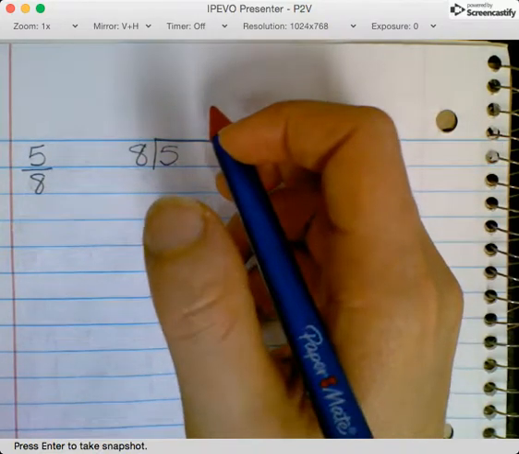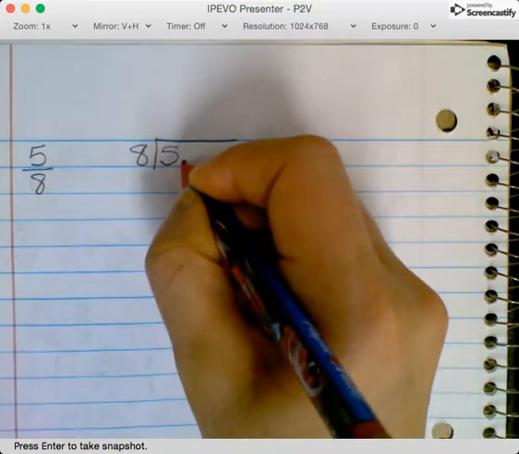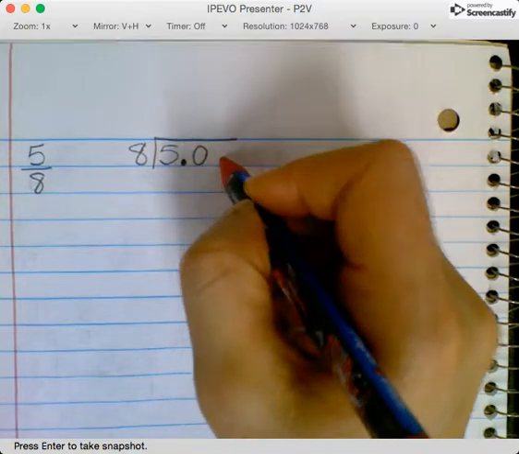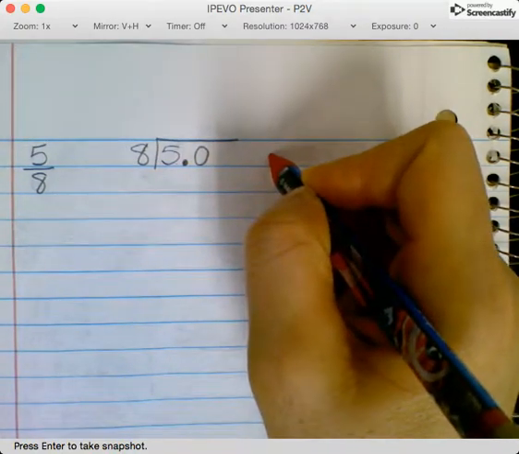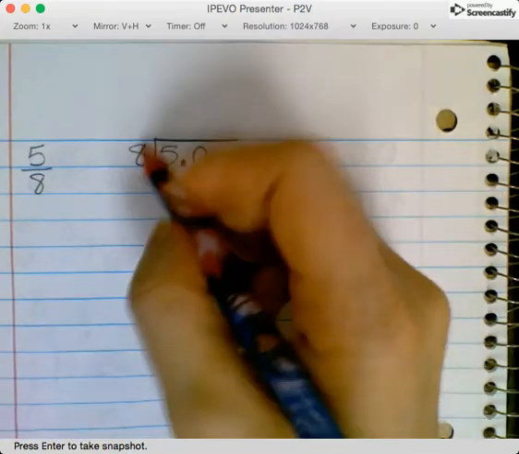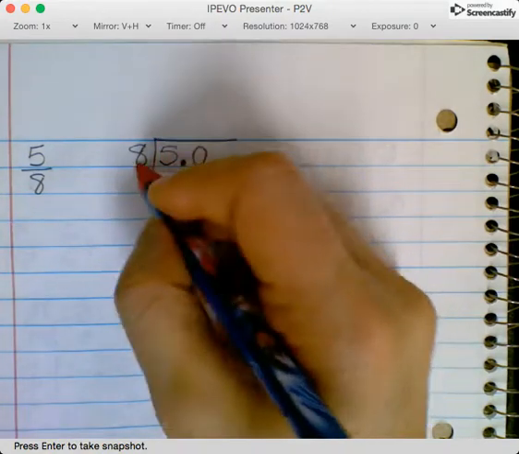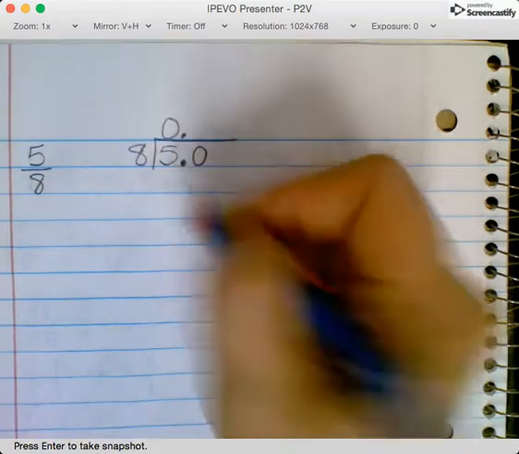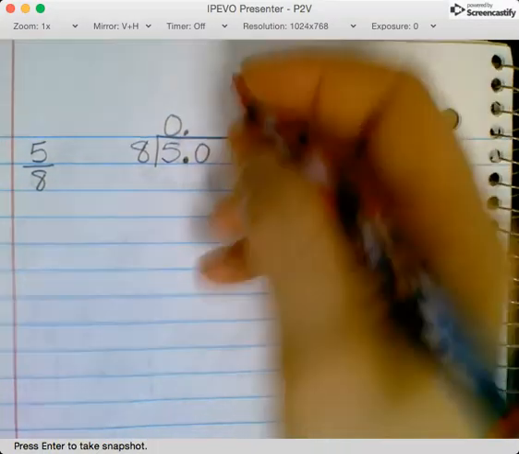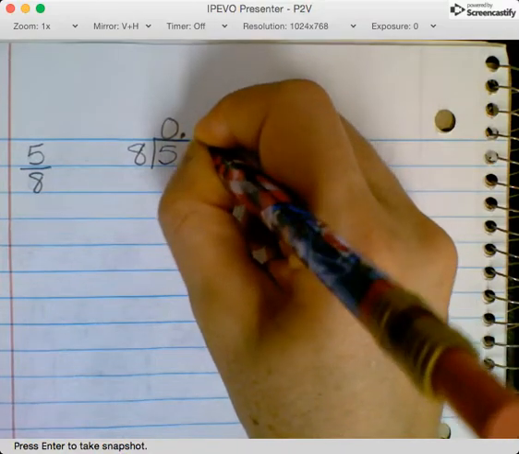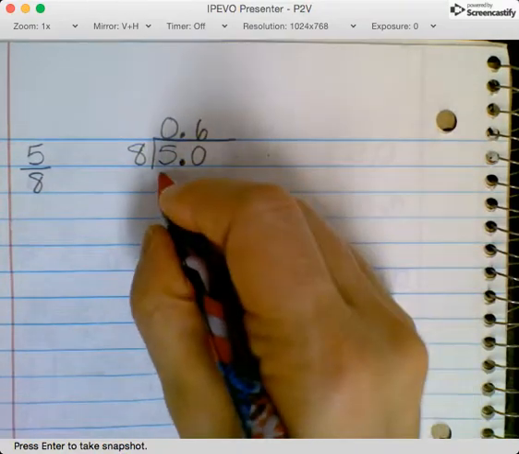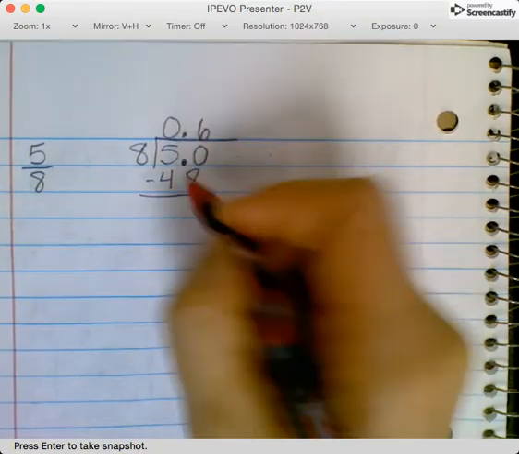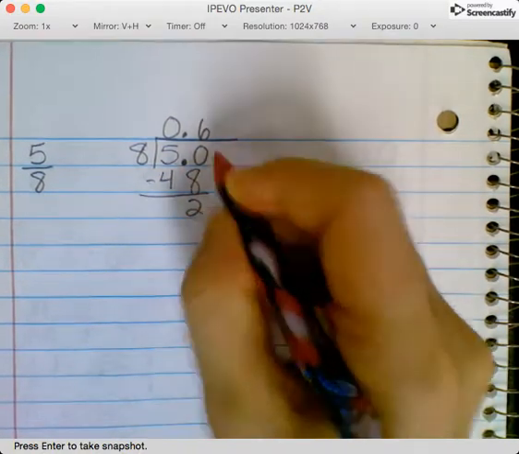Now we're making it into a decimal, so obviously we're going to have a decimal point, and we just add a 0. And remember, you can add as many zeros as you need to after your decimal to work out your problem. Now, obviously, 8 does not go into 5, but 8 will go into 50. So 8 goes into 50 6 times. So 8 times 6 is 48. And then I just subtract: 50 minus 48 is 2.